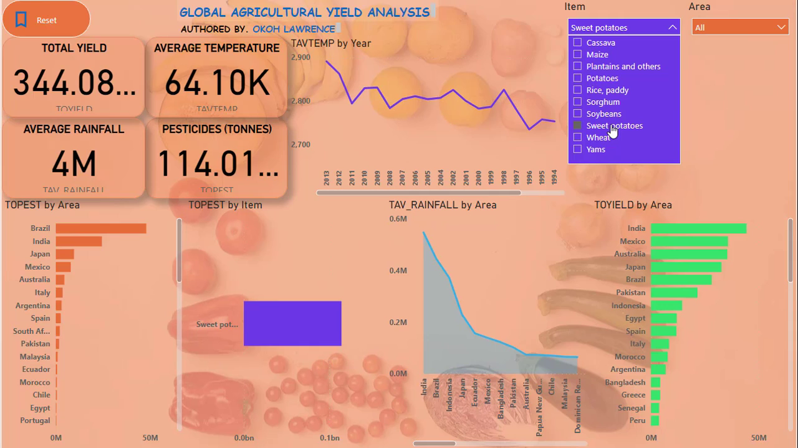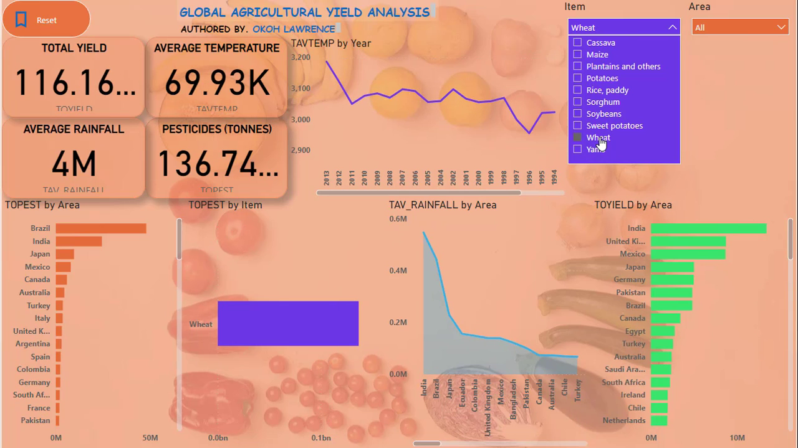Then the total average rainfall, we can see that India has a huge amount of rain, followed by Brazil, Indonesia, and Japan. Then the temperature chart is also showing us a declining trend. So we look at the production of wheat. India has the highest production of wheat, followed by United Kingdom, Mexico, Japan, Germany. Brazil still tries. Then we can also see the temperature.